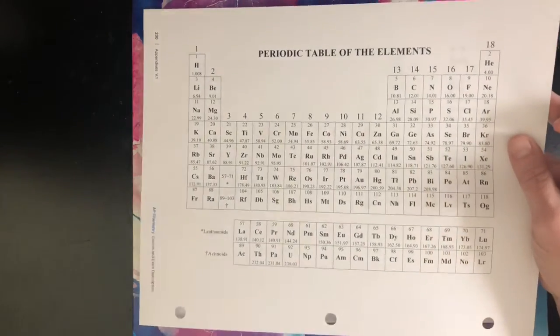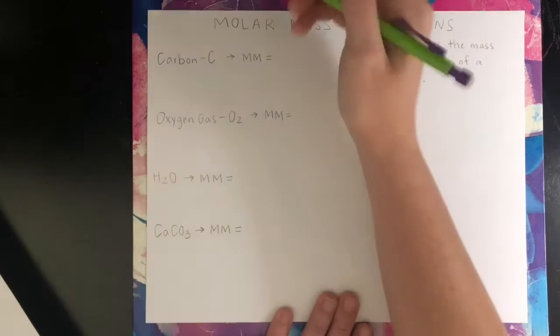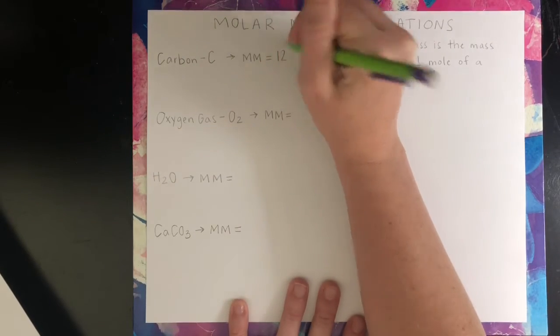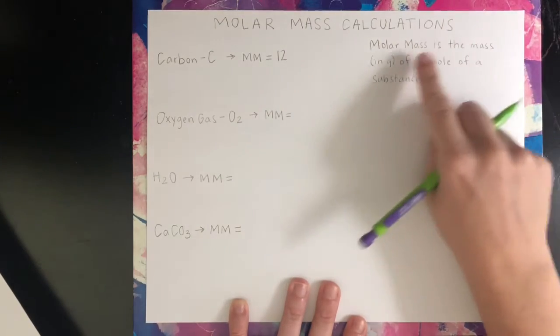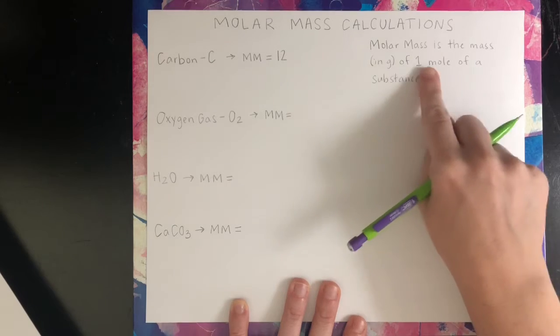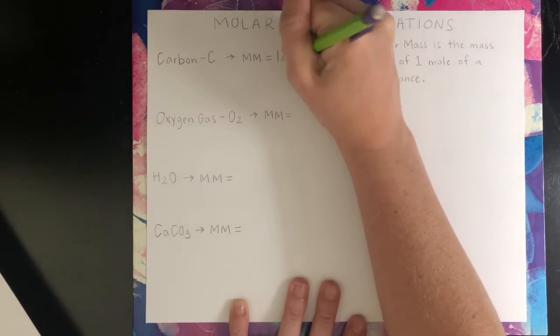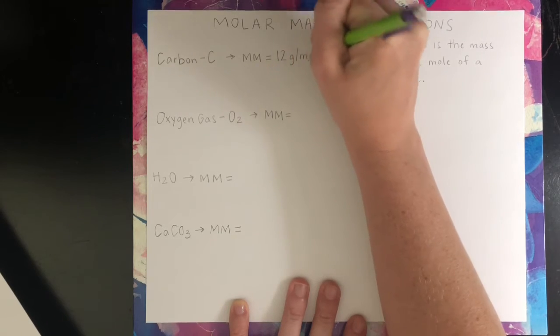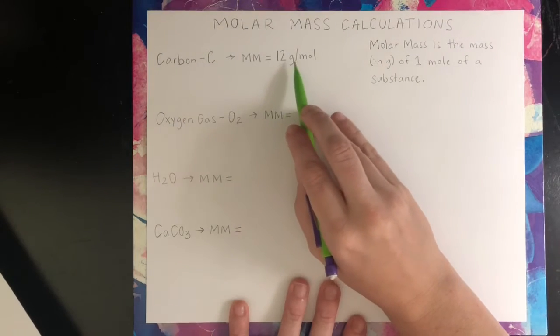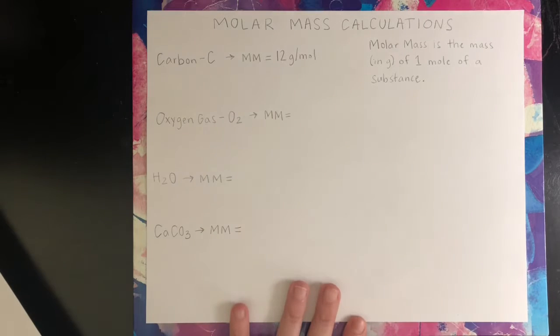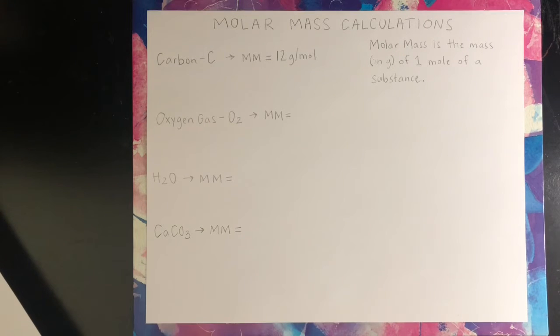So the molar mass for carbon is 12, and the units for molar mass, since it's the mass of 1 mole of a substance, are grams per mole. So there are 12 grams per every 1 mole of carbon atoms. That's the mass of it.